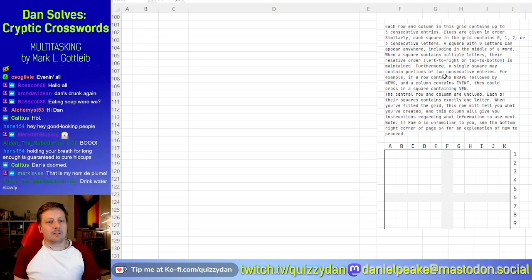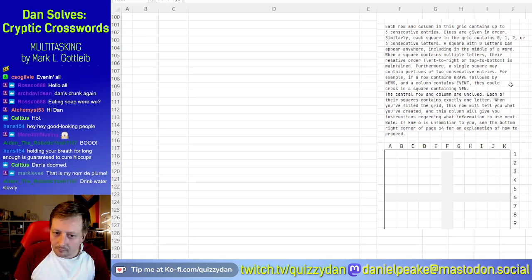A square with 0 letters can appear anywhere, including in the middle of a word. When a square contains multiple letters, their relative order is maintained. So we don't have to mix up the order if there's multiple letters in a square. Fine, good. Furthermore, a single square may contain portions of 2 consecutive entries.